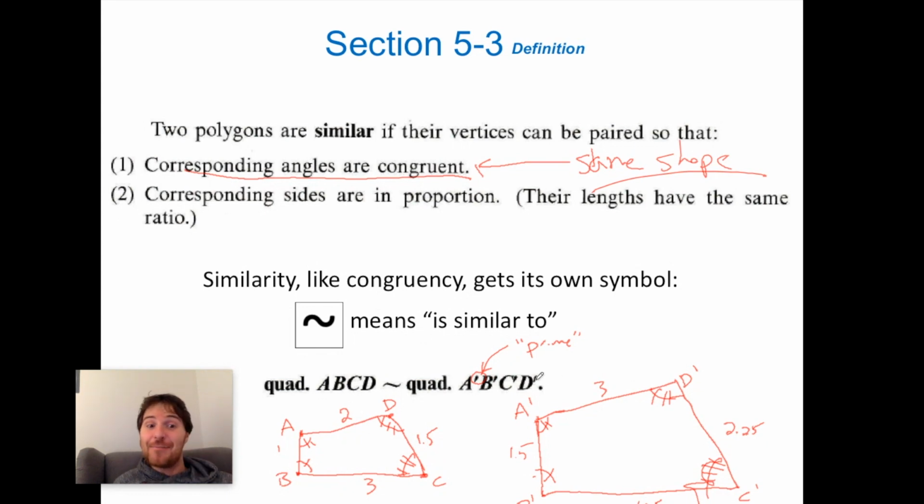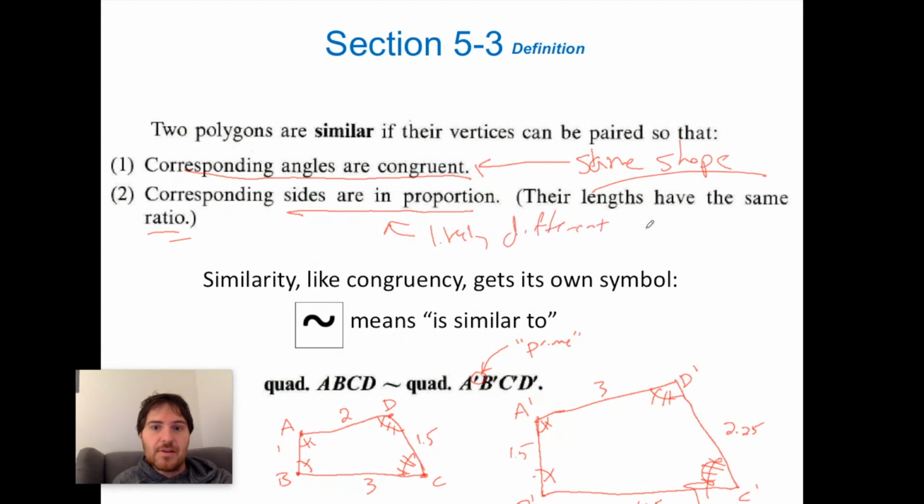As long as the ratio is not 1 to 1, right? Not 1 to 1. We'll talk about that in a second. It's okay if it is 1 to 1, actually. It's totally similar. But as long as it's not 1 to 1, it would have the same shape, but likely a different size, right? Different size. Okay.